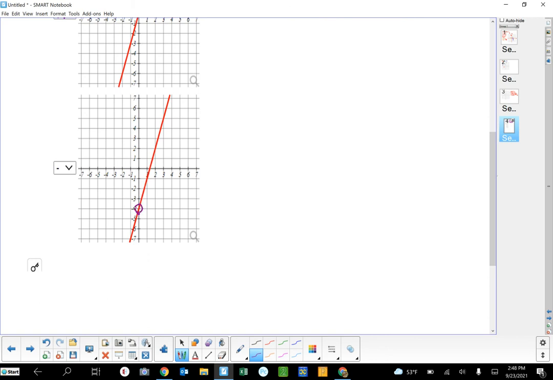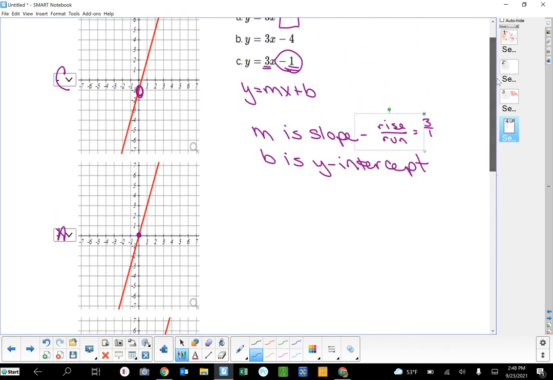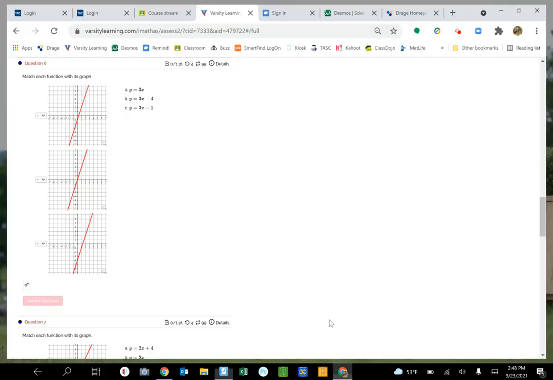1, 2, 3, 4. So if you have multiple choice and they all look really similar to each other, you can tell which one's which just by looking at their y-intercept, right? The y-intercept is where the graph crosses the y-axis. We're going to talk more about that in the next couple of videos, but let's go back to this Varsity assignment.